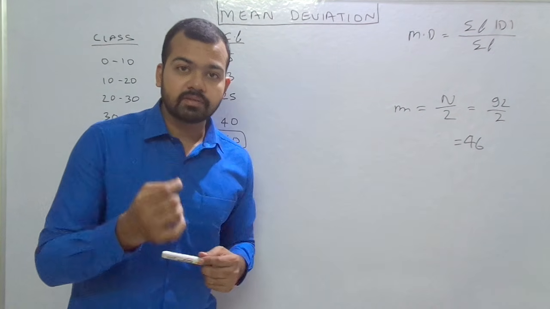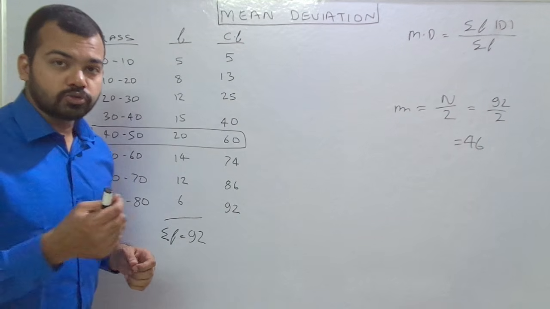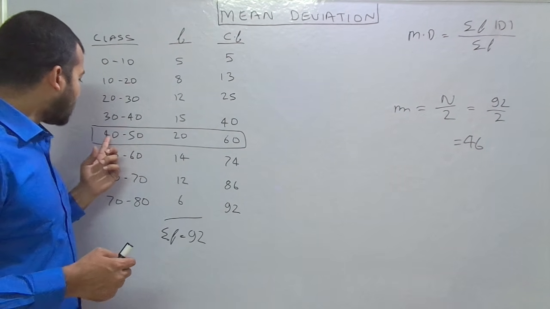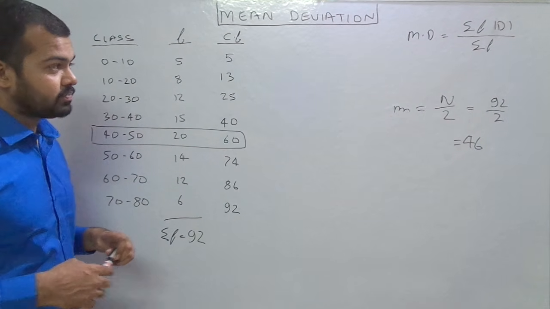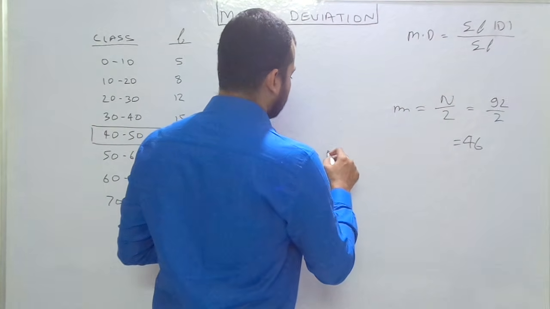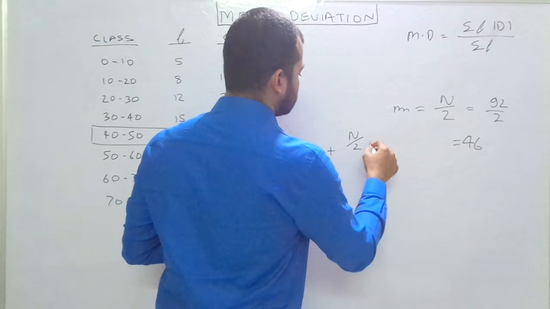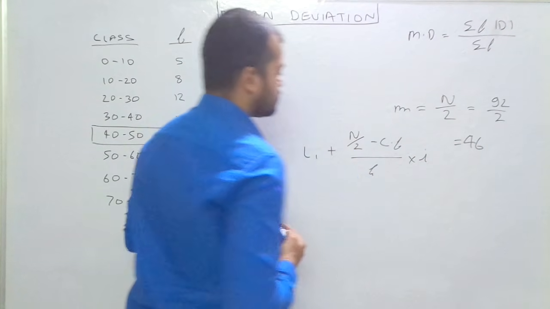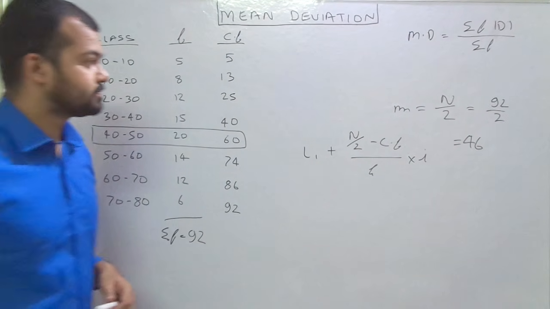But since we are dealing with the continuous series, we have to know the exact value of median, which can be between 40 to 50. So in order to calculate that value, we need to apply the formula L1 plus n by 2 minus Cf upon f into i. This is the formula we need to apply.